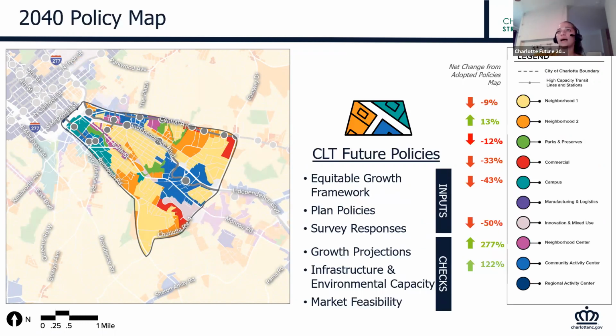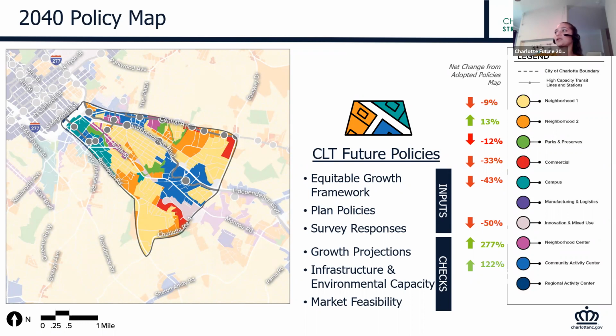So now this map was the third step, and this is where we mapped the policies in the 2040 comp plan. The inputs that we used for this were the equitable growth framework, which we'll cover in the next slide, the plan policies that are in the actual plan, and then survey responses. And we checked the map against several checkpoints. So growth projections were used, then we used infrastructure and environmental capacity, as well as market feasibility.